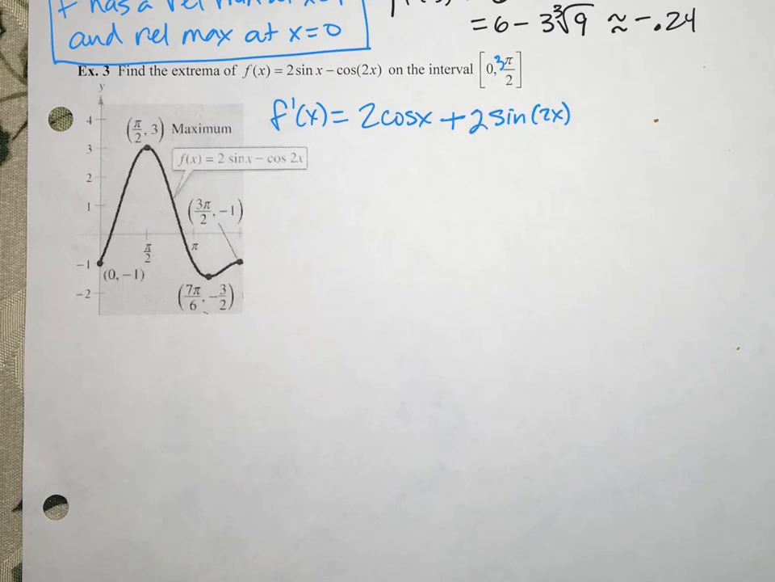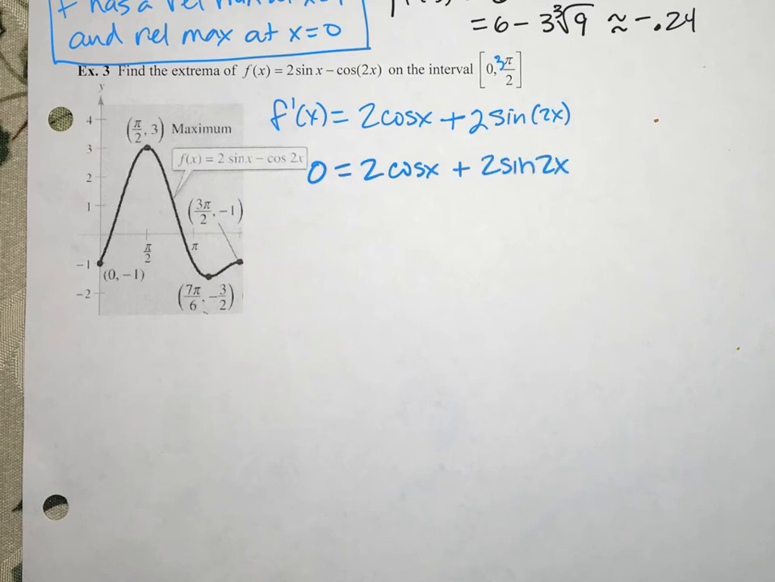Okay, so now what we want to know to find our candidates is, let's find any critical numbers. So you can notice from the graph, and we know that sine and cosine curves are nice and smooth, so we're not going to have any points of non-differentiability. In other words, there's nowhere in this interval from 0 to 3 pi over 2 where this function is not going to be differentiable. So we don't need to worry about that. What we do need to look for, though, are any x values that make this equal to 0. So let's go ahead and set that derivative equal to 0. So 0 equals 2 cosine x plus 2 sine 2x.